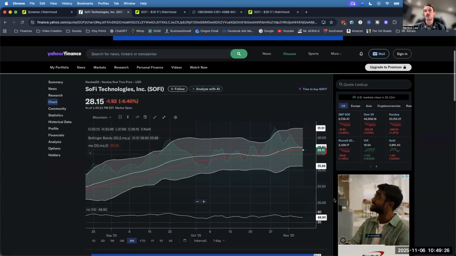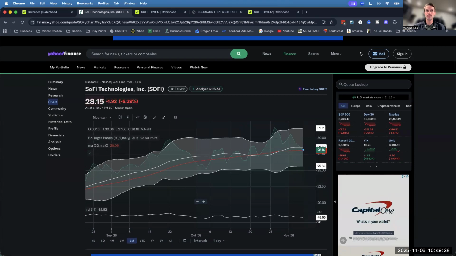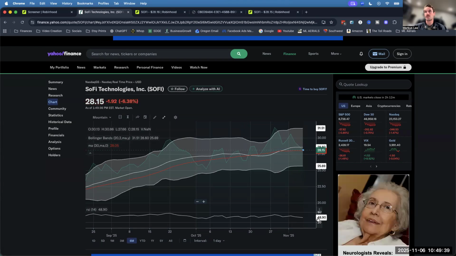Lastly, I like to look at the RSI just for reference. RSI stands for relative strength index, and it's an indicator of whether the stock is oversold or overbought. The lower it is, toward this 20 value, the more oversold the stock is. The closer to 80 it is, the more overbought it is. I like to see this on the lower end, closer to that 20 range.